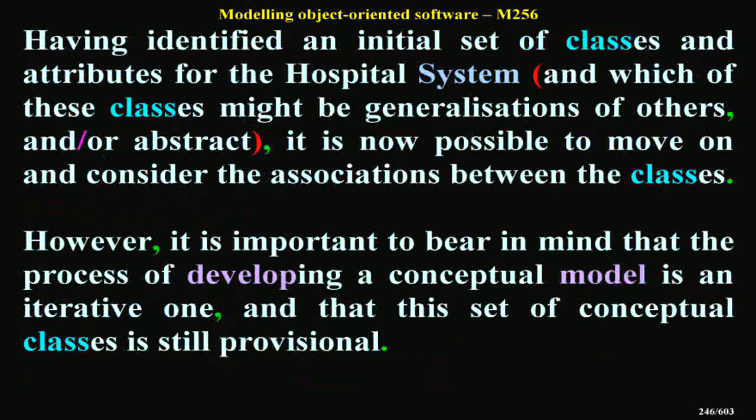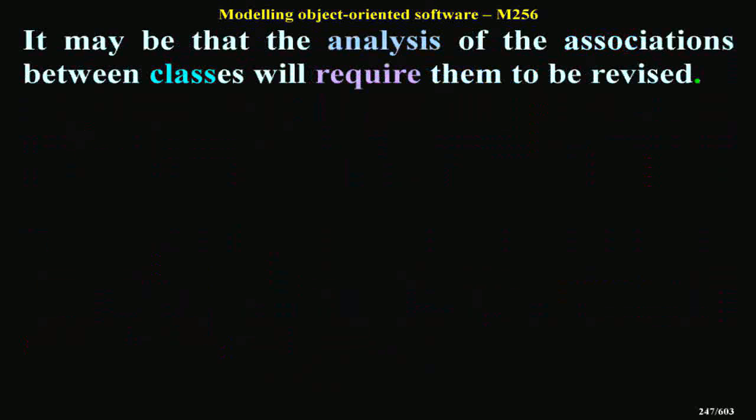Having identified an initial set of classes and attributes for the hospital system, and which of these classes might be generalizations of others, or abstract, it is now possible to move on and consider the associations between the classes. However, it is important to bear in mind that the process of developing a conceptual model is an iterative one, and that the set of conceptual classes is still provisional. It may be that the analysis of the associations between classes will require them to be revised.